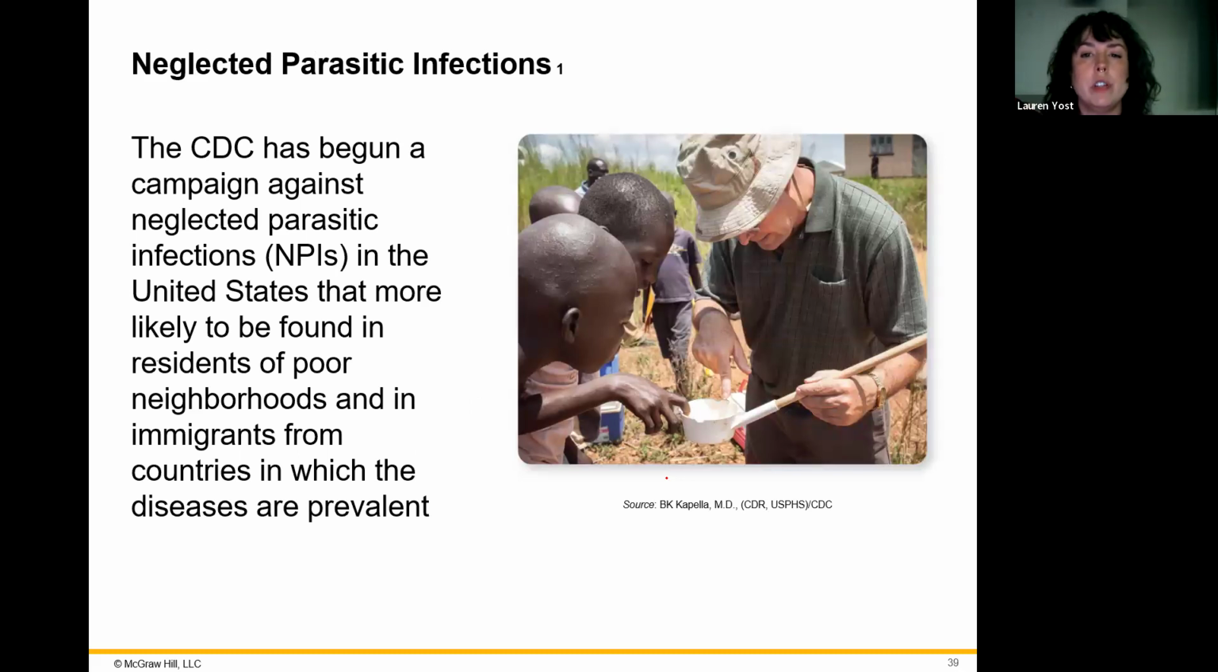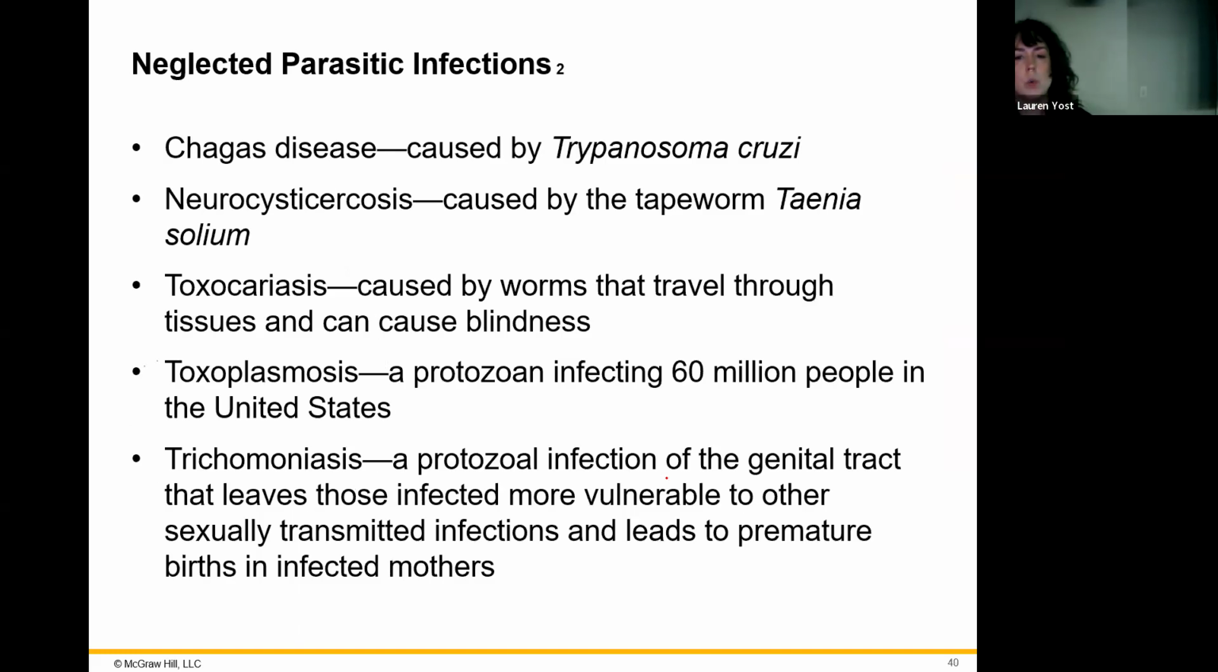So this is moving on to the neglected parasitic infections. There are quite a few around the world, but the CDC has started recently a campaign against the neglected parasitic infections in the United States. These are all protozoa and helminth infections here in the United States. We see them mostly in poor neighborhoods and in populations where we have immigrants that may have these diseases where it's more prevalent there. So this isn't an exhaustive list, but this includes Chagas disease. This is the one that is from the kissing bug that bites you.